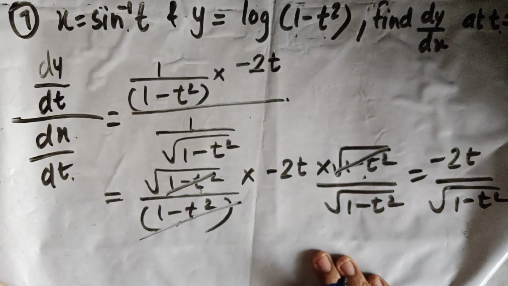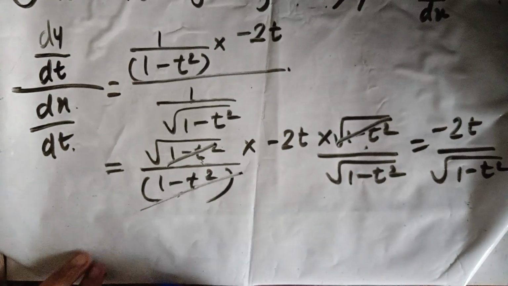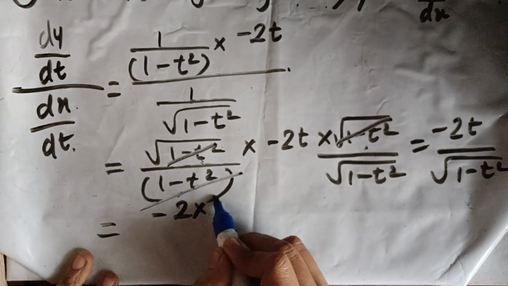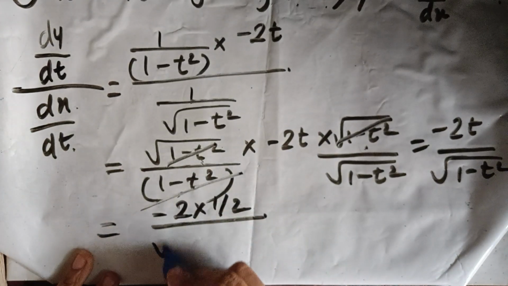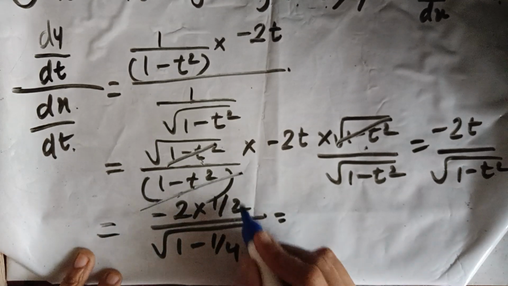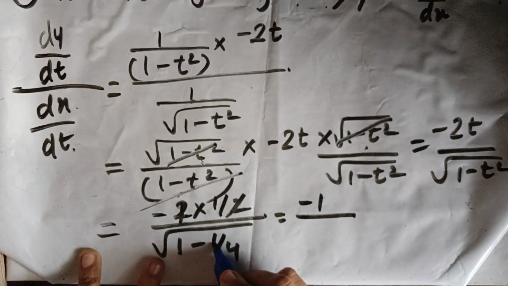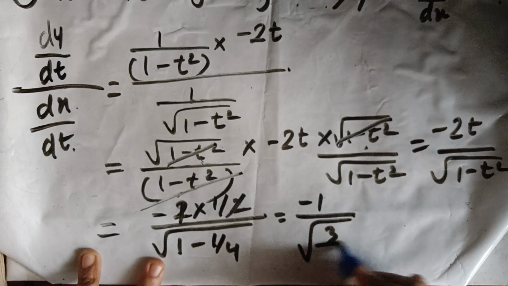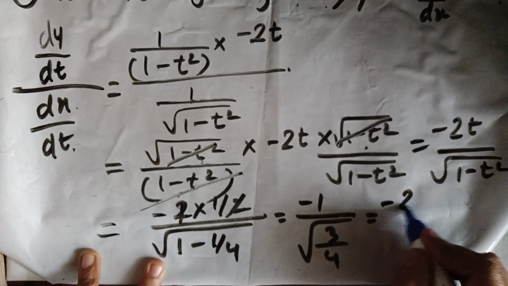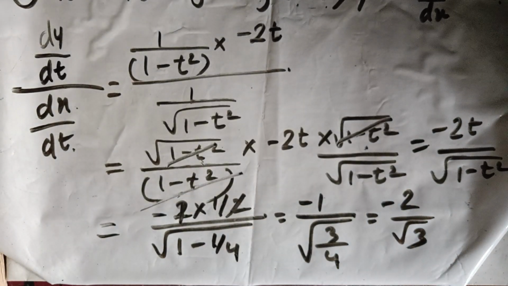Now you substitute t equal to half. So minus 2 into half upon root of 1 minus half square. So 1 upon 4. So this is minus 1 upon 4 minus 1, 3 upon 4. This is 2. It comes in the numerator. So minus 2 upon root. This is our dy by dx.